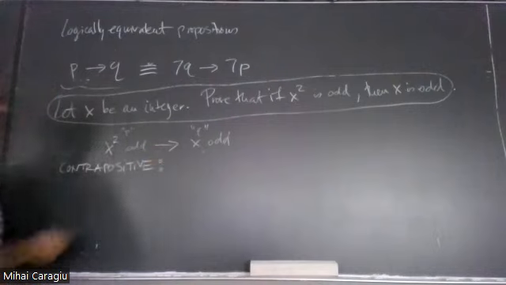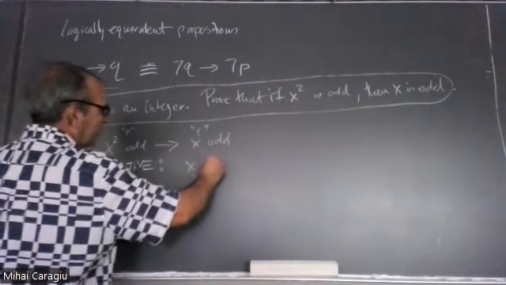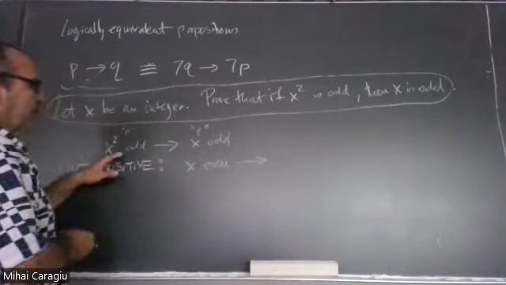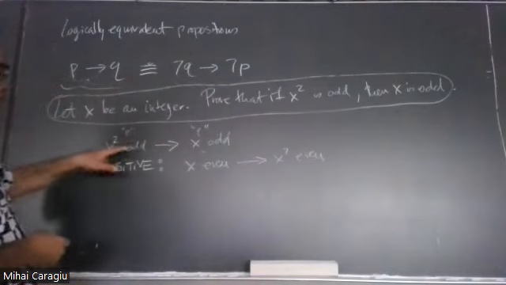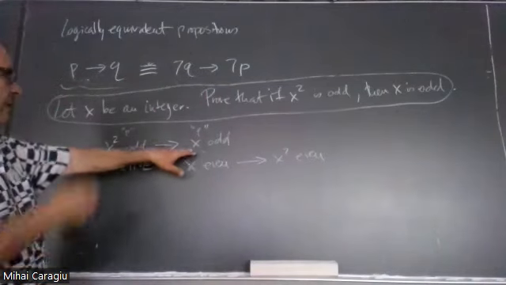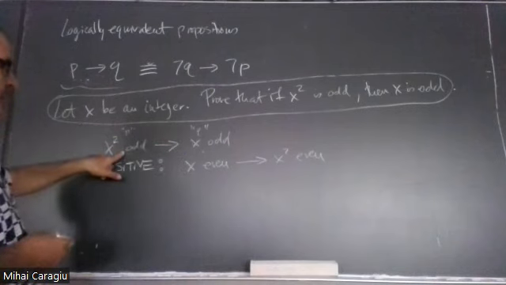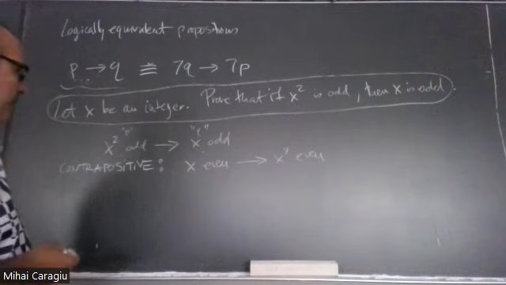Contrapositive. If x is even, so there's non-Q, then x squared is even. That's exactly the contrapositive. If P then Q: x squared odd, then x is odd. Turn things around: if x is even, then x squared is even. That's a contrapositive. How to prove that if x is even, then x squared is even?